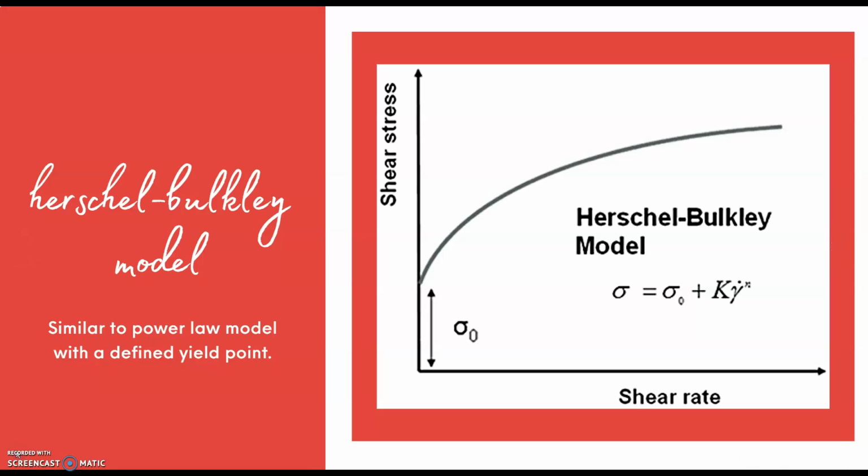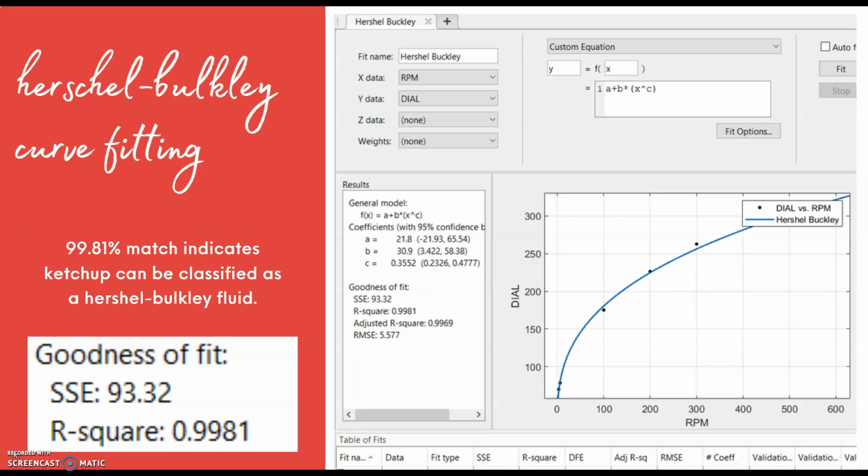The power law model served an adequate match with an estimated 99.69% curve fitting. However, the Herschel-Bulkley model increased this match by 0.12%, up to nearly 100% with a 99.81% match. Clearly, the Herschel-Bulkley is the most accurate model to represent ketchup.